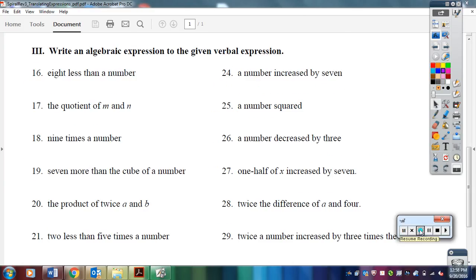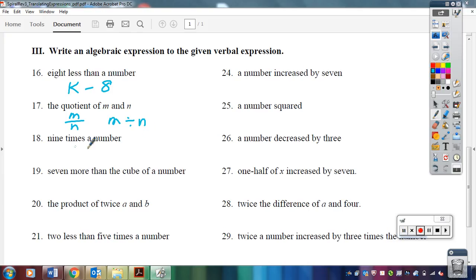These are the opposite. We have a verbal expression, we want to write an algebraic expression, in other words, translated to math, quote unquote. 8 less than a number. Again, one of the favorites. 8 less than a number. 17. The quotient would be division of m and n. The quotient of m and n. Or you could have said the quotient of m and n.